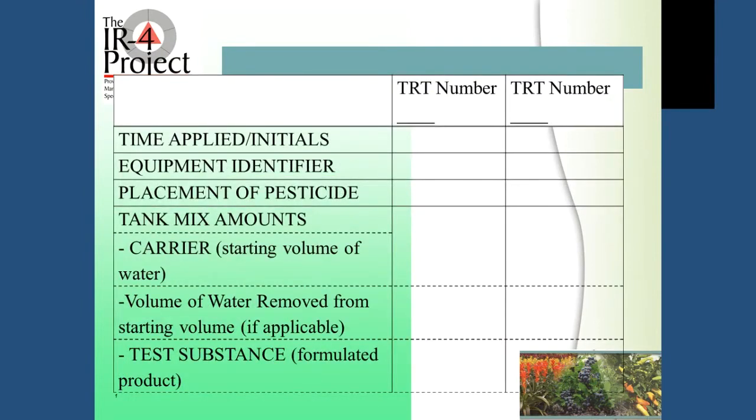And then give details on which treatment number. Is this the first treatment if you have multiple treatments? Who applied it? What time? What equipment did you use? How did you place the pesticide? Was it a soil treatment? Was it a foliar treatment? What is the amount? How much did you mix up? What was the starting volume of the water that you used? Did you remove some of that water? Did you use the test substance? How much? Next slide, please.